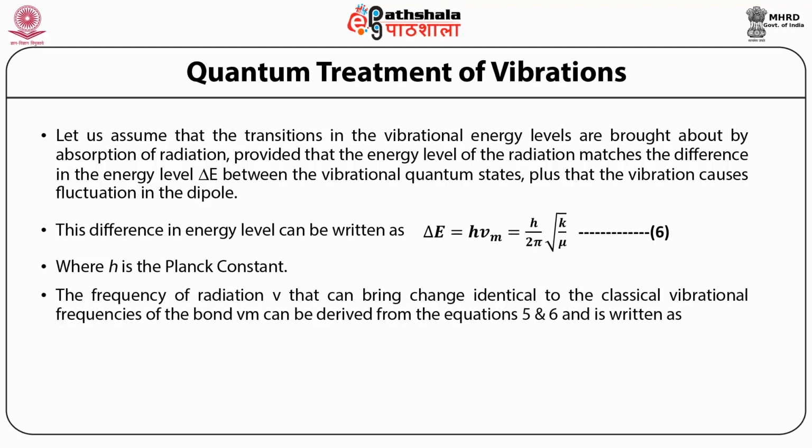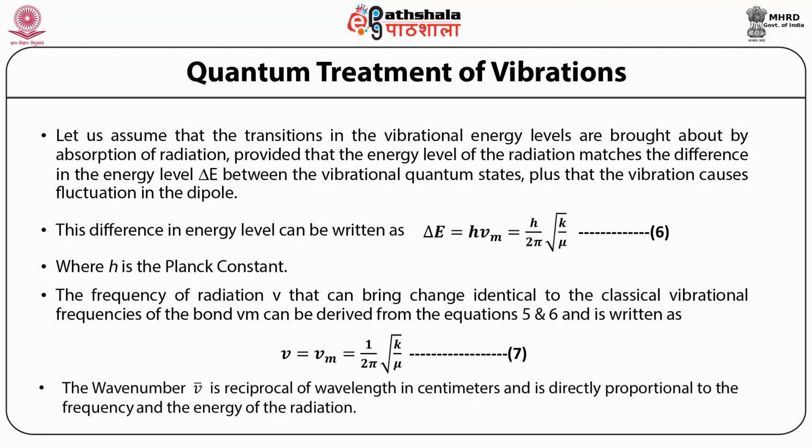The frequency of radiation ν can bring change identical to the classical vibrational frequency of the bond νm, which can be derived from equations 5 and 6 and is written as ν = νm = 1/2π × √(k/μ). This is equation 7. The wave number ν̄ is the reciprocal of wavelength in centimeter and is directly proportional to the frequency and the energy of the radiation.